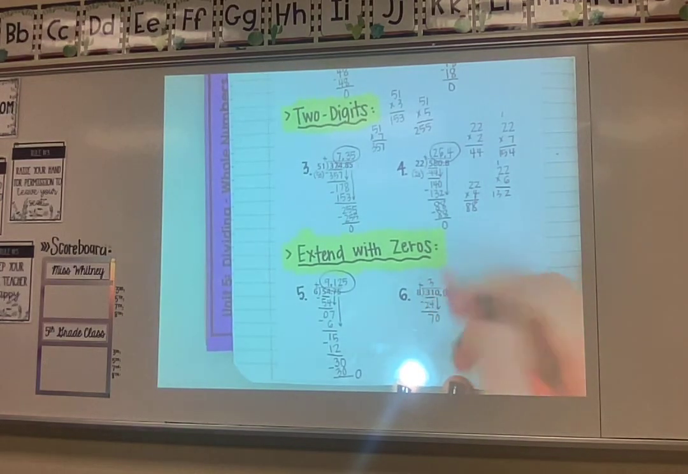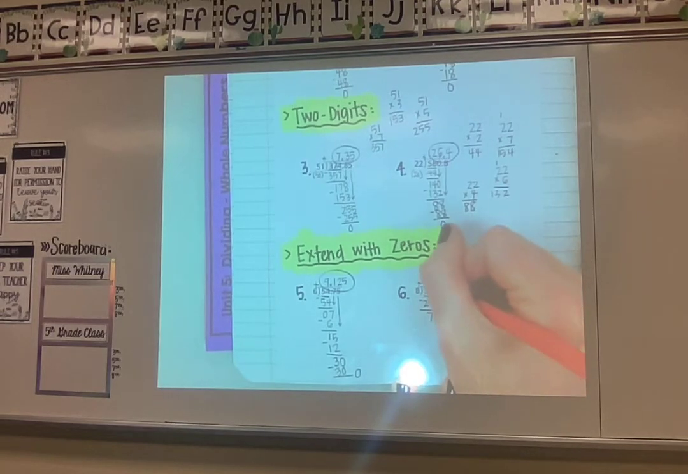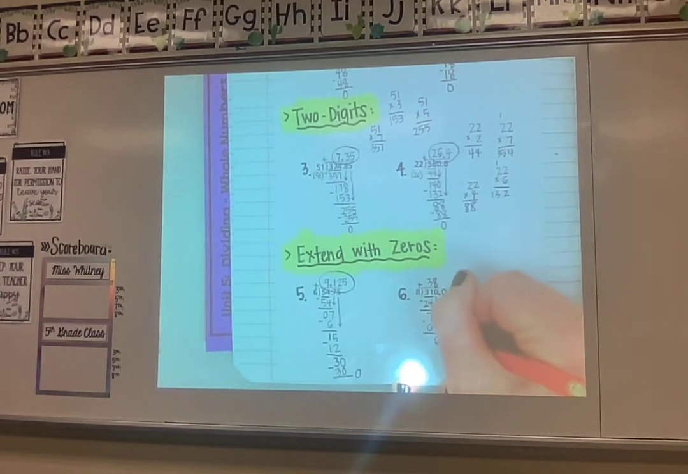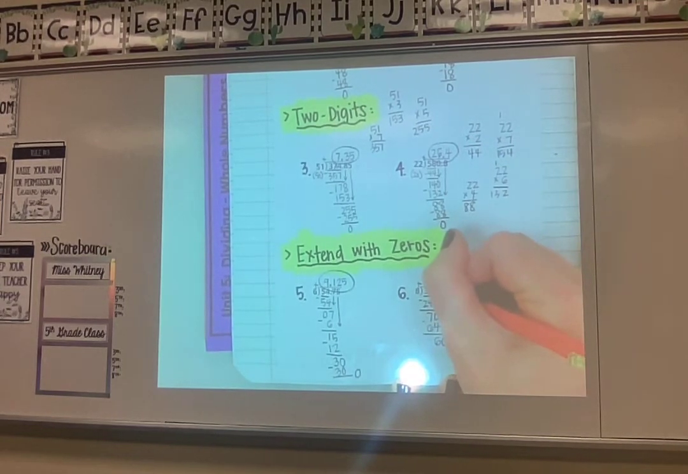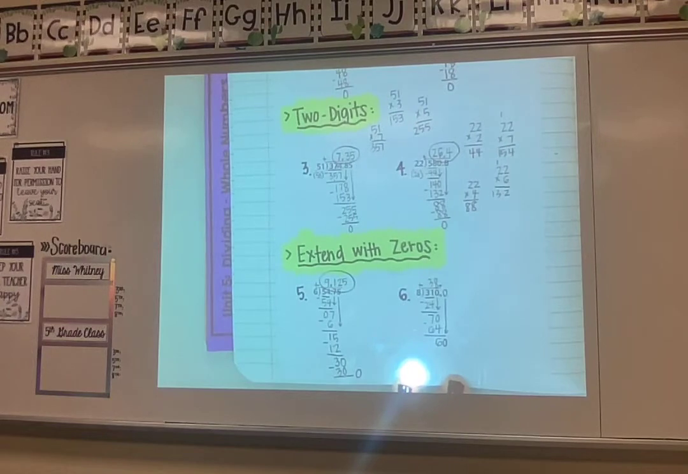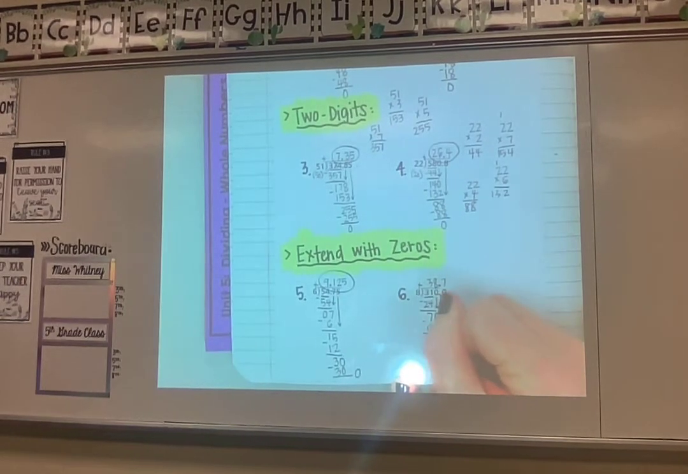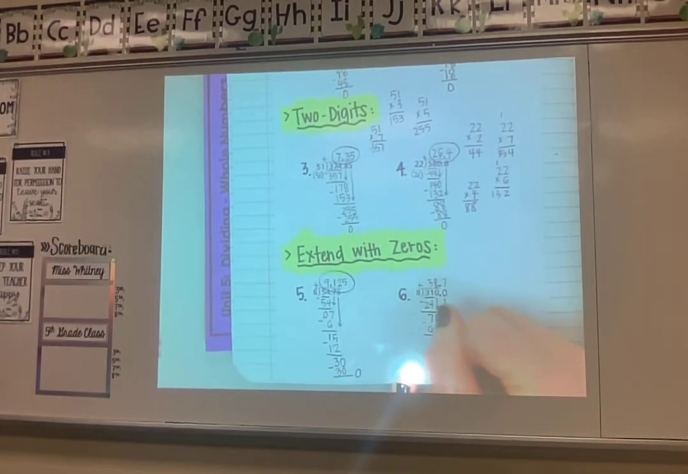How many 8s will fit into 70? That would be an 8. 8 times 8 is 64. Subtract. That would be a 6. Bring down. Did I pass my decimal? Yes, I'm on the back side now, so copy your decimal up there. Then we keep going. How many 8s will fit into 60? That would be 7. 8 times 7 is 56. That would be a 4.